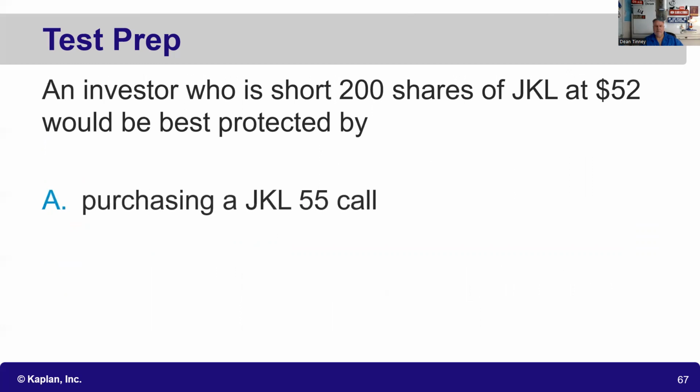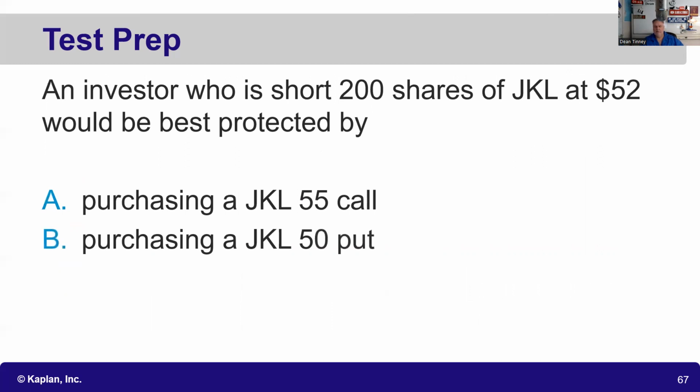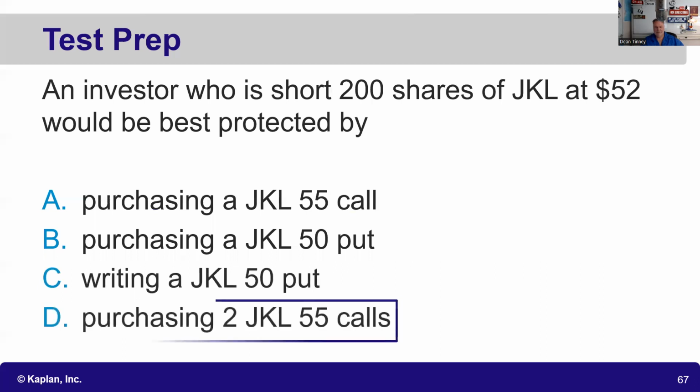Again, protected by, right? We want to be able to buy this. Well, if I have 200 shares, I need 2 contracts. Each option contract governs 100 shares. So one doesn't work. A is good, but there's no such thing as being partially exposed, right? So if I'm short 200 shares, I need something that will cover 200 shares. That means I need 2 contracts. Ding, ding, ding, ding, ding, ding.